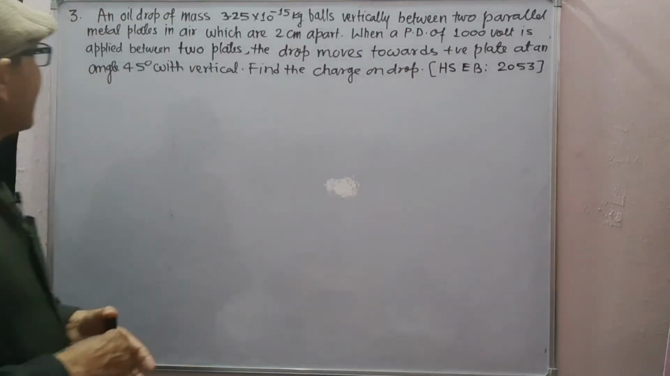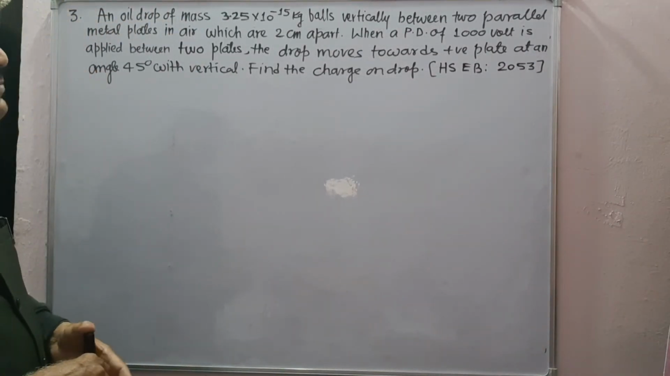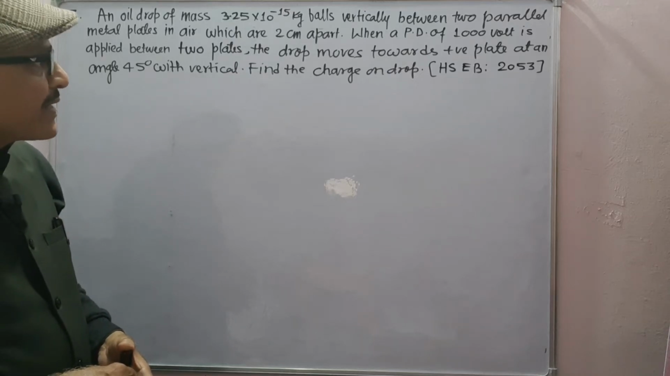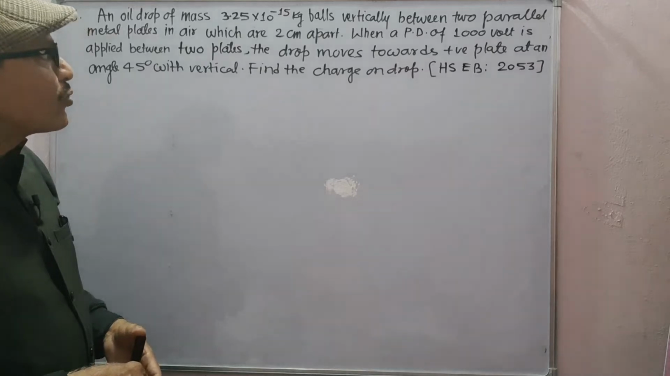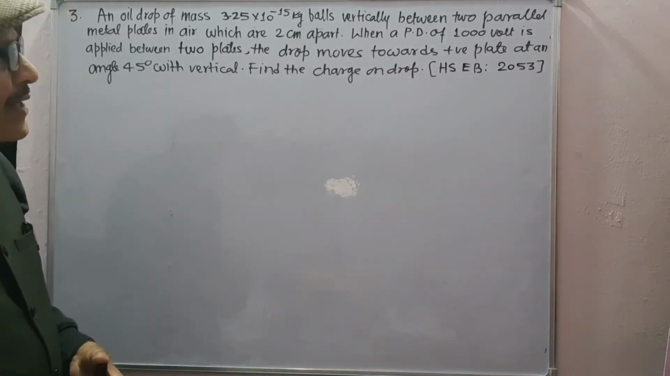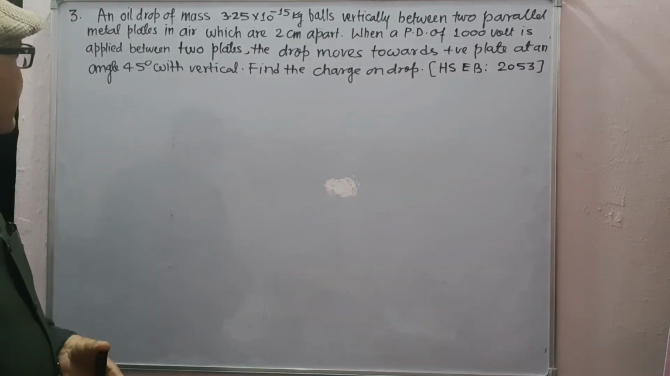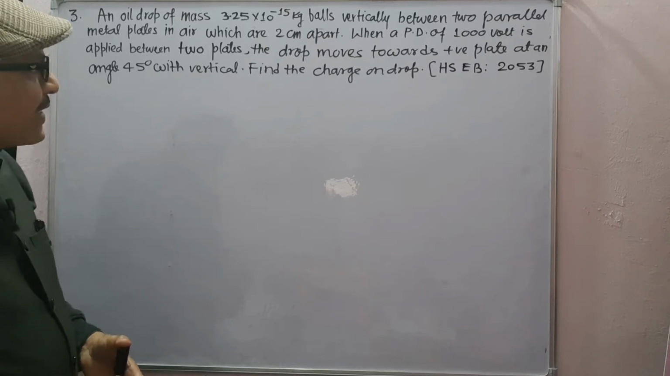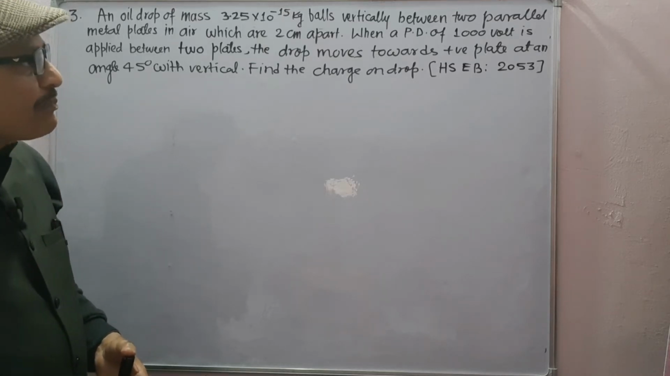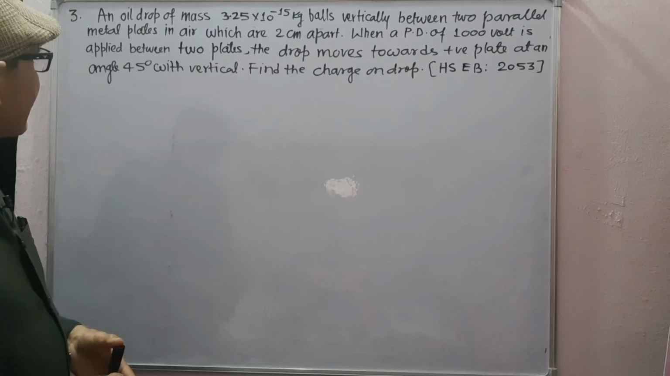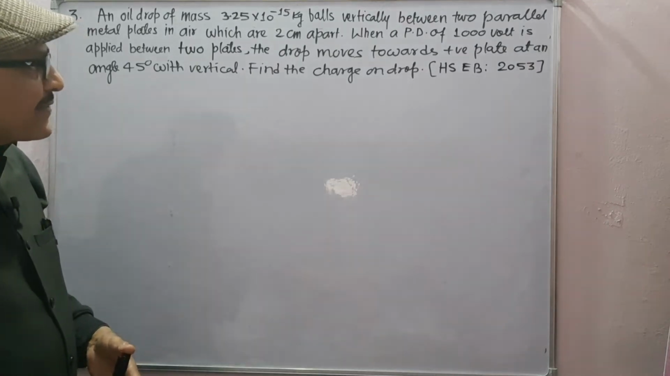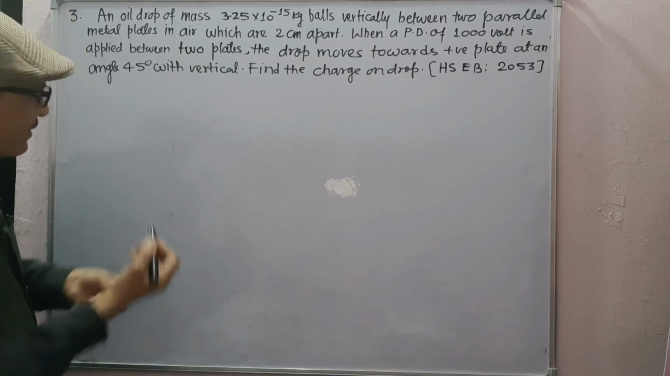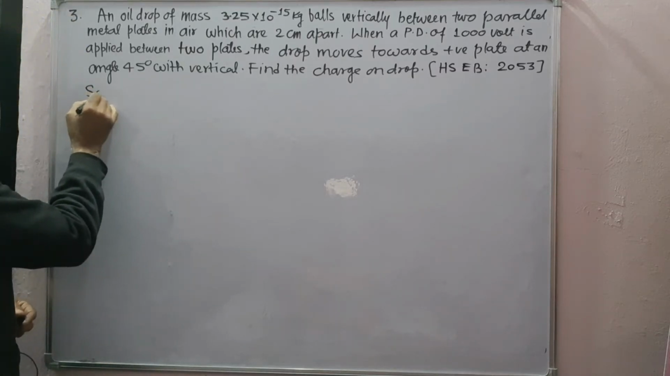Next question is, an oil drop of mass 3.25 into 10 to the minus 15 kg falls vertically between two parallel metal plates in air which are 2 cm apart. When a potential difference of 1000 volt is applied between the two plates, the drop moves towards the positive plate at an angle 45 degree with vertical. Find the charge on the drop. Now solution.